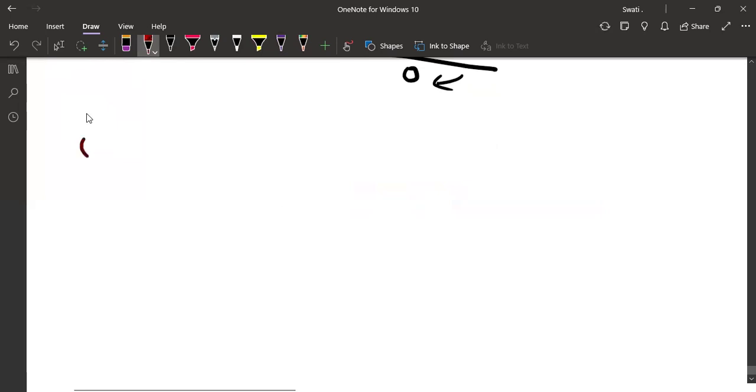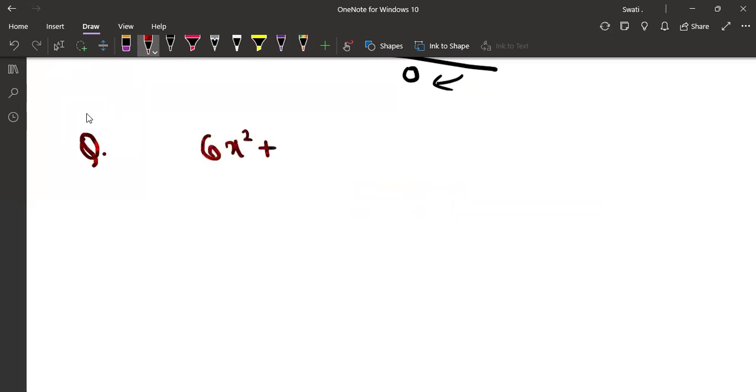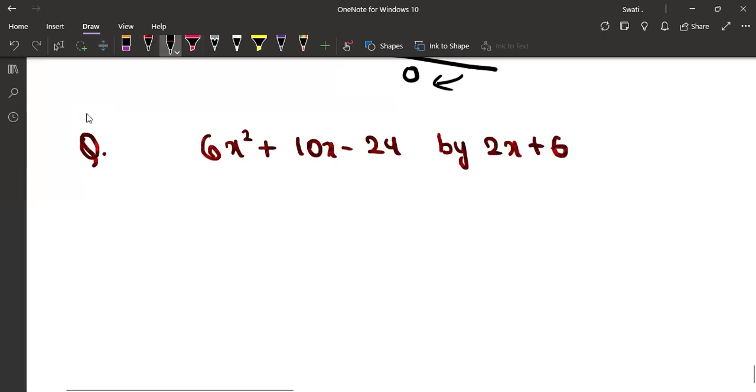Okay, let's take another question. I want you to become perfect at it. So we have to divide 6x square plus 10x minus 24 by 2x plus 6. Manya, same way, start. I know how to solve this and I can solve it very quickly, but I want you to become the best at it. If you make mistakes, I'll be helping you, but you have to make the mistakes. Then only I can help you.